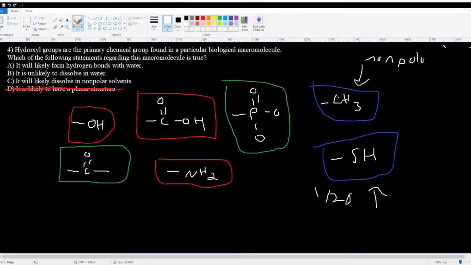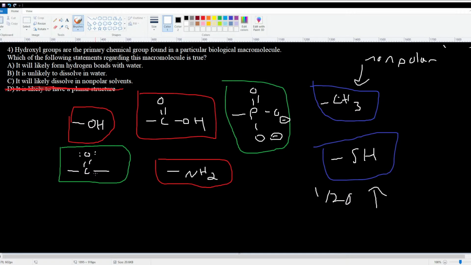So we see that methyl groups act as a nonpolar group within a molecule, right? So let's look at the rest of these, starting from carbonyl. So what does a carbonyl do? A carbonyl has, of course, a ketone, not a ketone. Sorry.